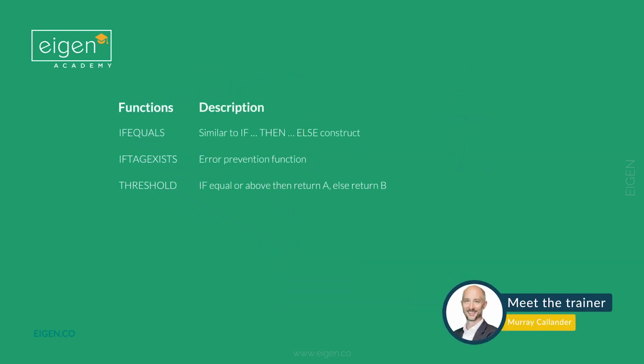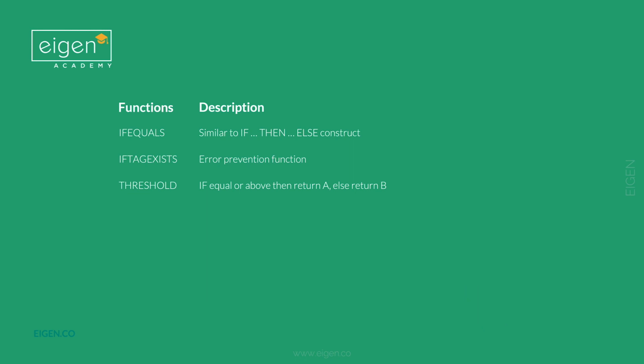So the if equals function is similar to an if then else type construct that you will be familiar with if you use various programming languages. Then we have if tag exists. This is an error prevention function that allows you to make a dashboard or a calculation with a tag that may be coming online soon but isn't there yet, but you don't want to have to keep going back in and editing the dashboard. And then threshold is used to return one value if a tag is below a certain value and another if it's above it. So it's if above something, then return A, otherwise return B.